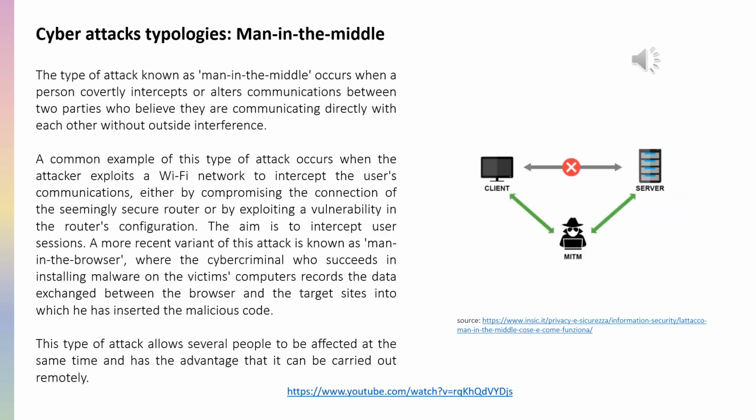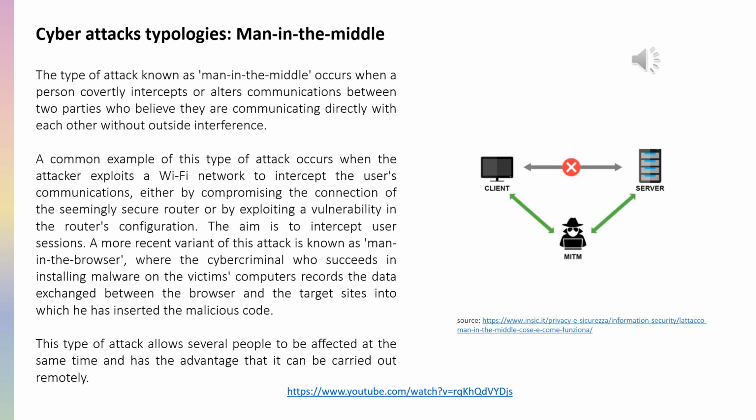Another type of cyber attack is the one known as man-in-the-middle. It occurs when a person covertly intercepts or alters communication between two parties who believe they are communicating directly with each other without outside interference. A common example of attack occurs when the attacker exploits a Wi-Fi network to intercept the user's communication, either by compromising the connection of the seemingly secure router or by exploiting a vulnerability in the router's configuration. The aim is to intercept user sessions.